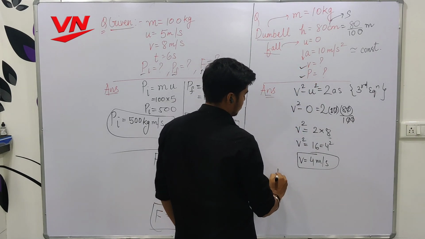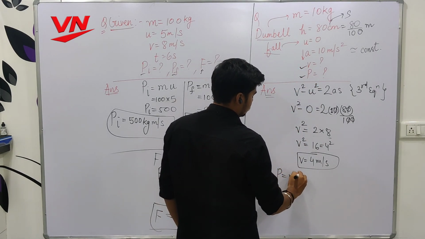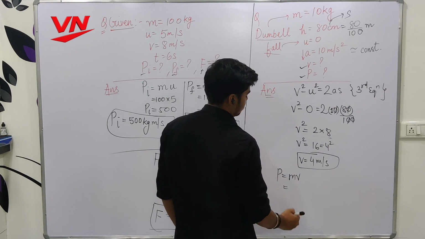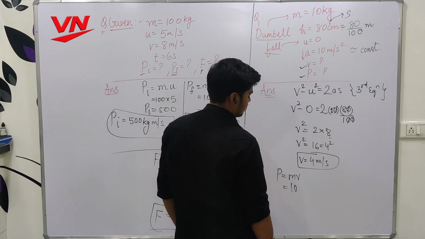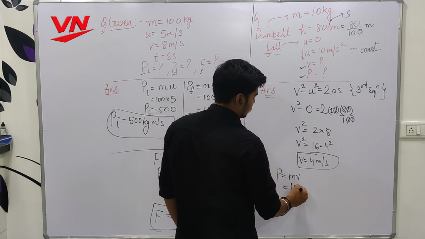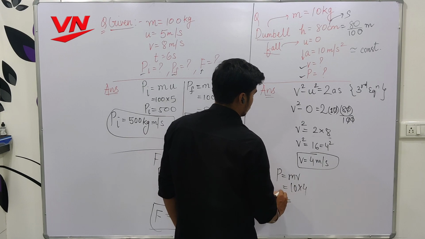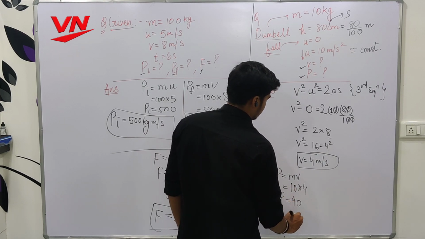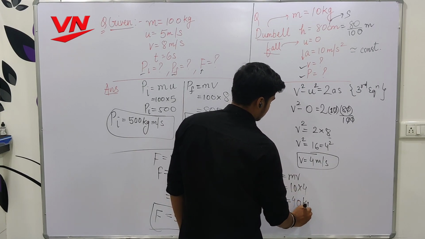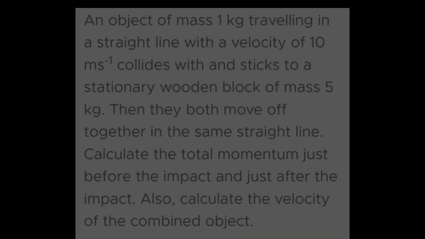How will I calculate the momentum? Mass into velocity. Mass given as 10 kg. Velocity is, we have just calculated as 4 meter per second. So our momentum will be 10 into 4, that is 40 kg meter per second.